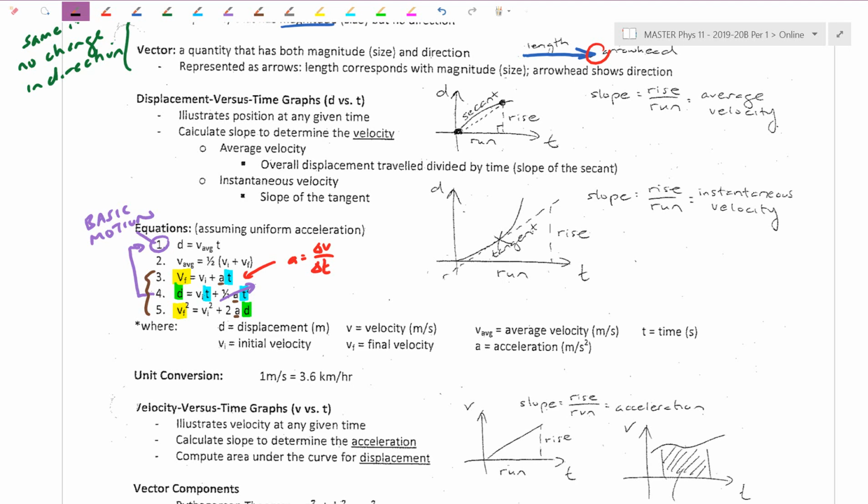We introduced 2 types of graphs to study the in-between motion. One of them was called the displacement time graph, also called the position time graph.